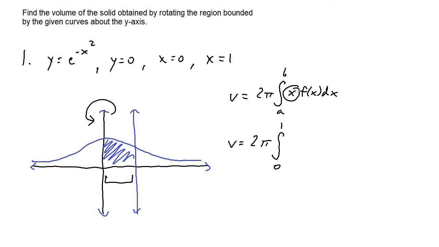Now x is just going to be the radius, that is the distance from the axis of rotation to the outermost part of the region that travels an x distance, or a distance along the x-axis, so we just label it as x. And then f of x is just the height. In this case, that's going to be the function itself, e to the negative x squared. So we have the integral from 0 to 1 of x times e to the negative x squared dx, and then we can go ahead and evaluate the integral.